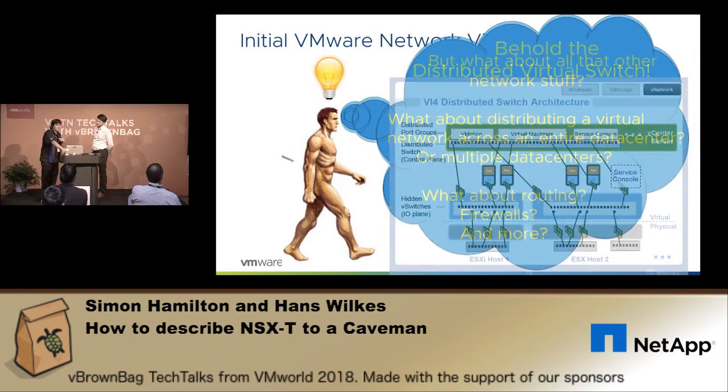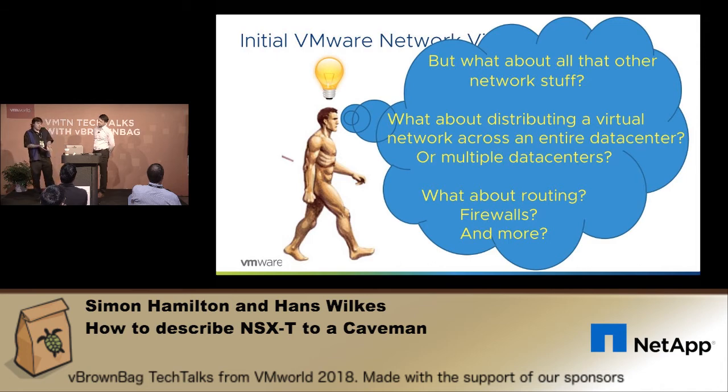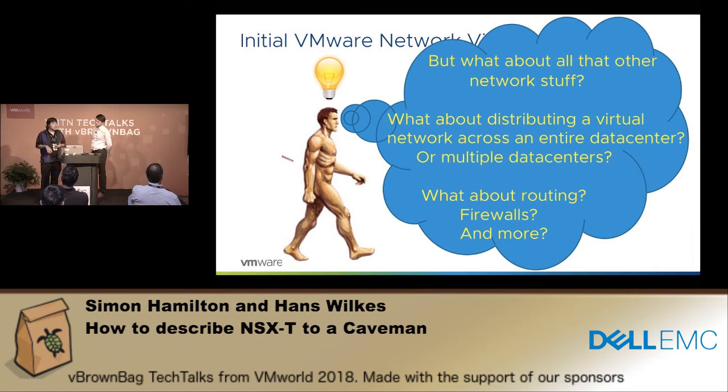So this becomes, hey, we've got distributed virtual switch, isn't that all of it? No, there's a lot of other networking stuff. What about distributing a virtual network across an entire data center or multiple data centers? Well, what about routing? What about firewalls? And there's more network functionality that we haven't virtualized yet.